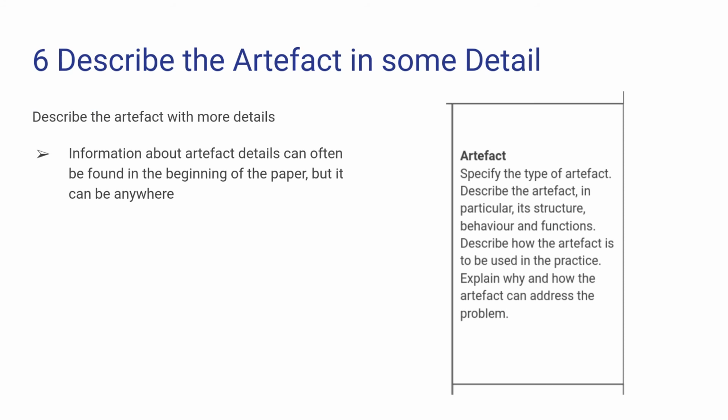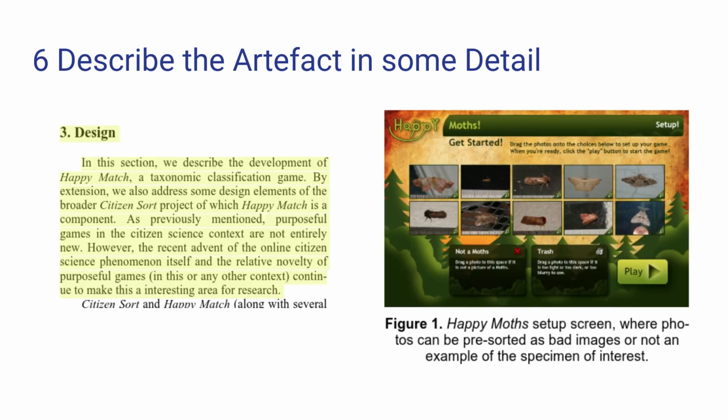Then we can go back now when we have learned a little more about the paper and describe the artifact in more detail. And again, you often find these artifact details pretty early in the paper, but sometimes it can be found anywhere. So you should describe the structure and behavior and functions of the artifact and how it is to be used in practice. For example, here again we have this talk about Happy Match. It's a taxonomic classification game.